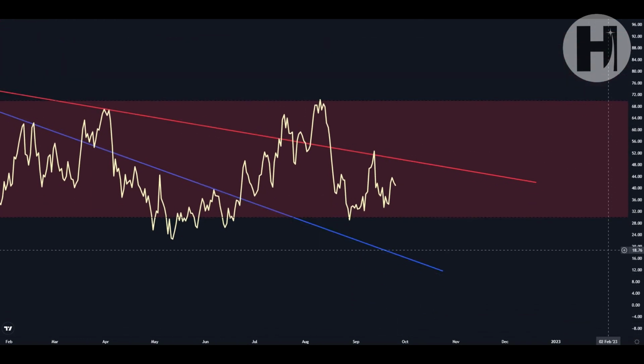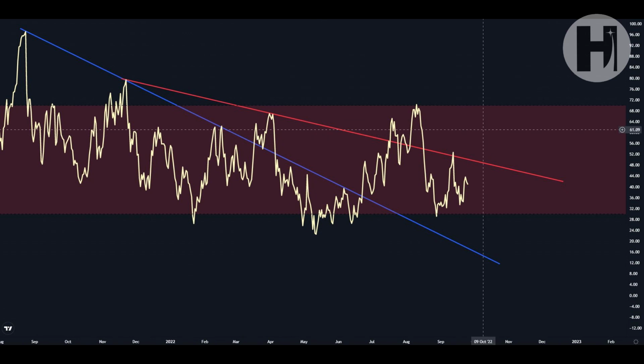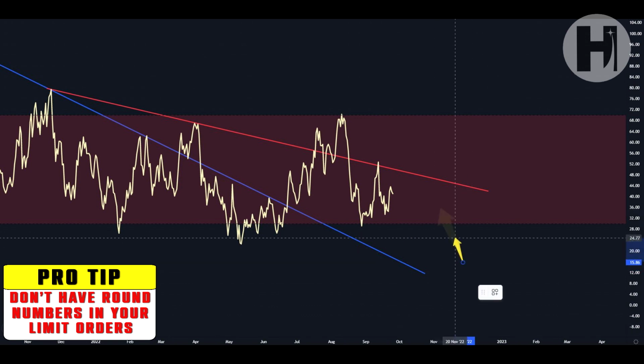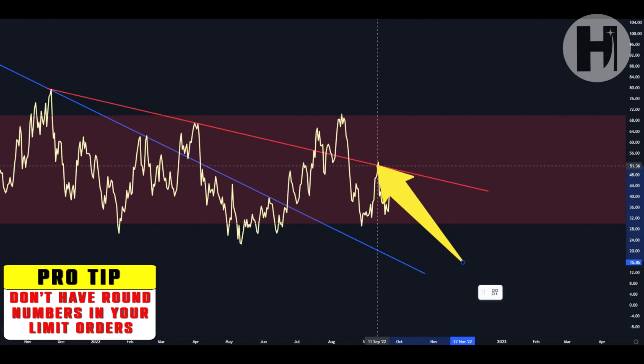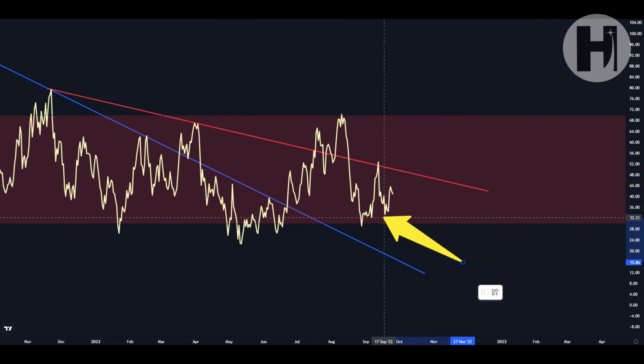Moving over to the daily RSI here, as you can see, we do have two trend lines. The blue one is the current support. The red one is the current resistance. So potentially you could run into the red trend line. The last time we did that was back at the beginning of September. I told you that if you run into this trend line, you could have a nice exit point, and you could buy back in lower. That's exactly what happened here.